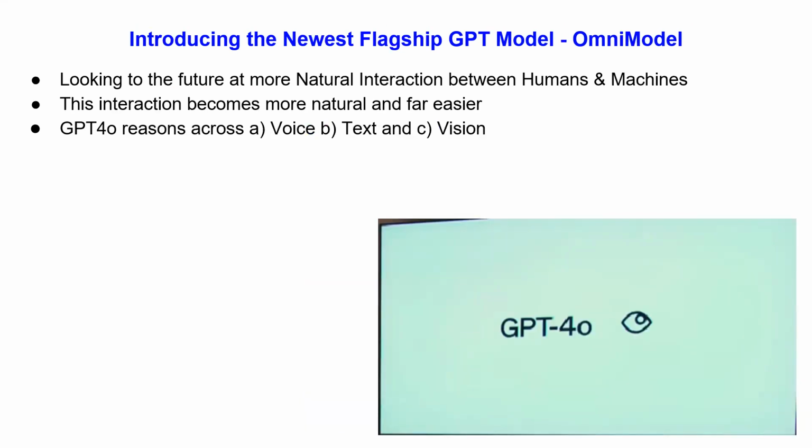Additionally, looking to the future, they made it more natural. So natural meaning talking between humans and machines. It's very much conversation, like I said, and you'll find that it will talk to you really like another human. Okay, so that's what that is. Also, this natural way that it talks to us is far easier than before. Okay, and also GPT-4o reasons across the three media types: the voice, the text, and also vision. Okay.